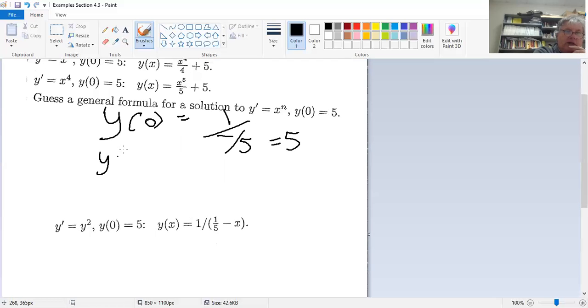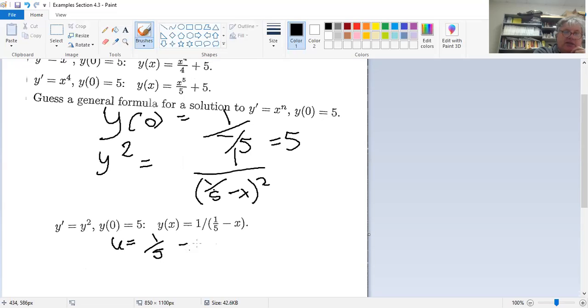Well, y squared we know is equal to 1 over (1/5 minus x), all in brackets, and that's going to be squared. Okay, so we've got to show that that is the same as the derivative. So let's take the derivative of 1 over 1/5 minus x. So we're going to use the chain rule. So we'll let u equal 1/5 minus x, and then y is going to be 1 on u.